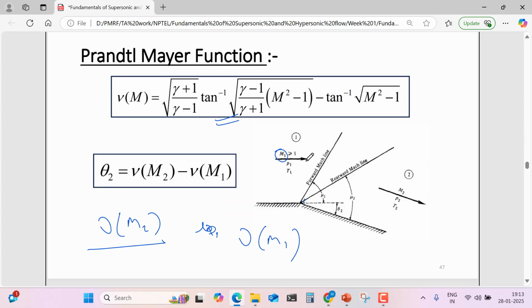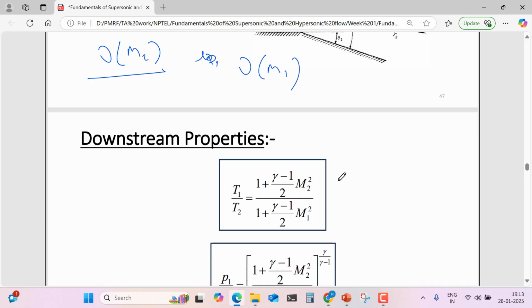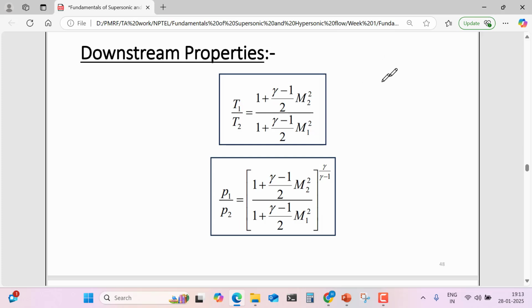And as the flow is isentropic, we can directly use the isentropic relation, which is given by T1 by T2 equal to 1 plus (gamma minus 1) by 2 m2 square upon 1 plus (gamma minus 1) by 2 m1 square, and the rest of the relations for isentropic flow.